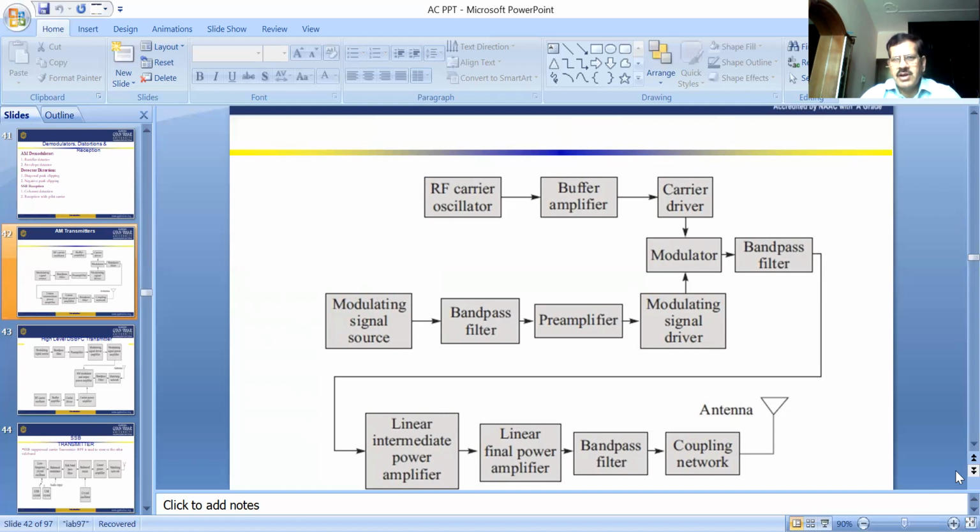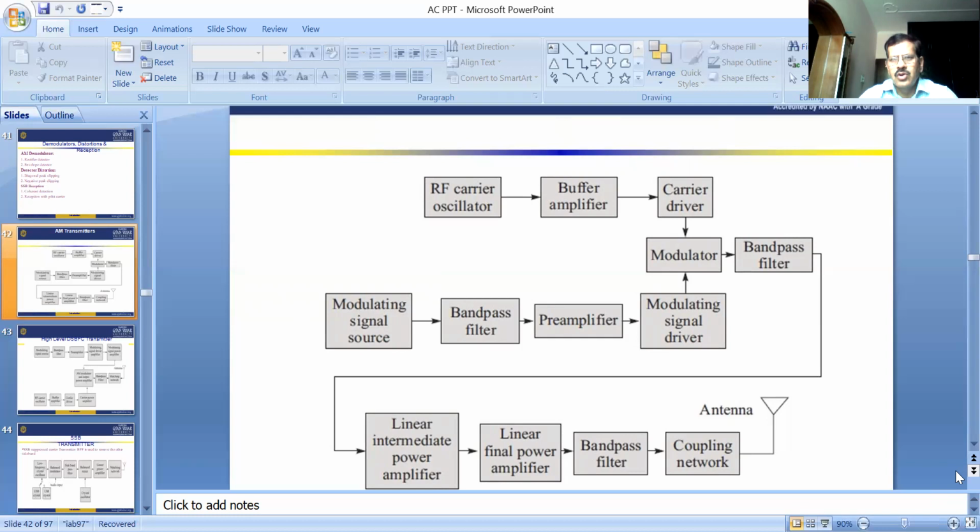Then the buffer amplifier applies this signal to the carrier driver, and the carrier driver applies it to the modulator. Here is a modulating signal source, which generates the modulating signal or baseband signal, and this signal is applied to the band pass filter. The band pass filter passes a particular range of frequencies, and the signal is applied to the pre-amplifier. Pre-amplifier means if signals have low strength, it increases the strength of this baseband signal. Then the signal is applied to the modulating signal driver, which applies it to the modulator.